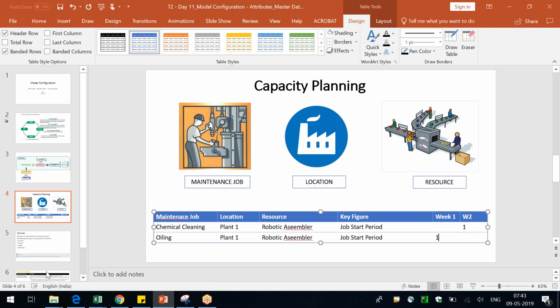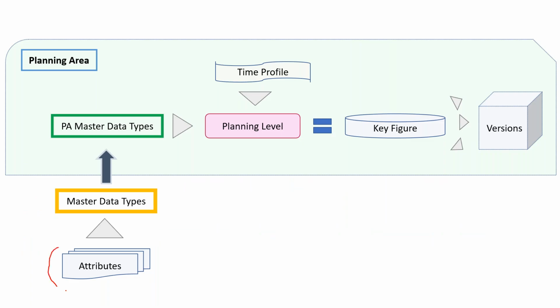So okay, now we have to start from scratch, obviously. This is the entire flow. First we have to create the attributes, and then we have to assign them to a master data. I mean, basically create a master data and add all these attributes, and now push this master data to a planning area.